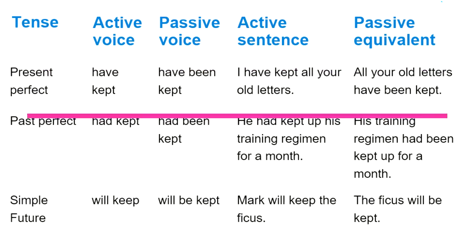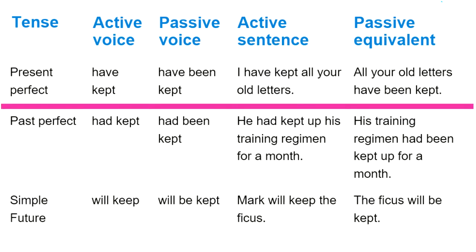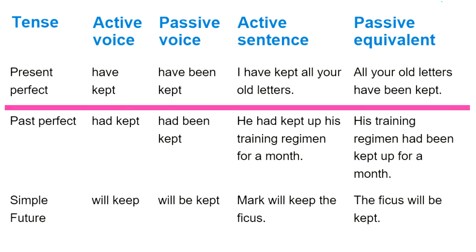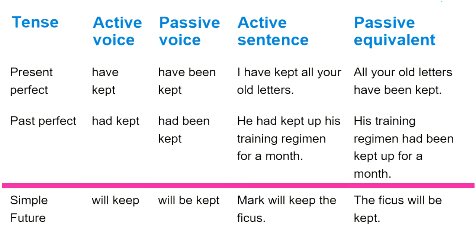Then we'll talk about past perfect. In past perfect, the active form will be had kept and the passive form becomes had been kept. The sentence of example, he had kept up his training regime for a month. Now if you convert that into a passive form, then it will be his training regime had been kept up for a month.